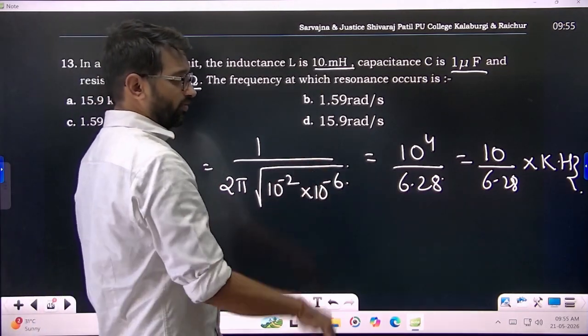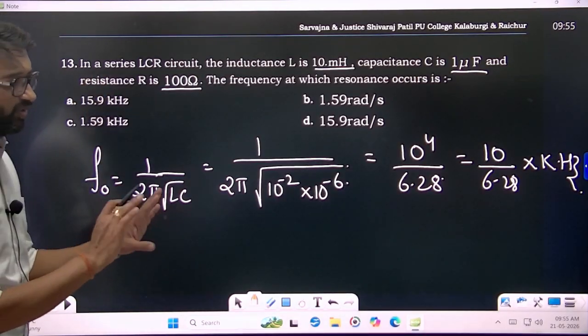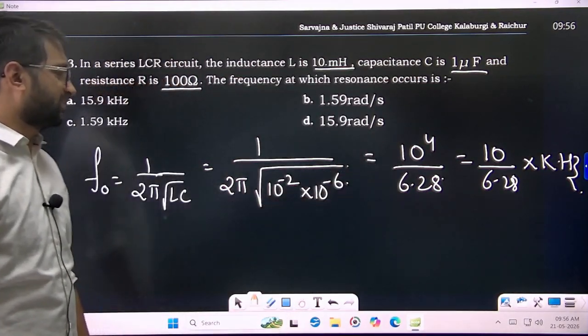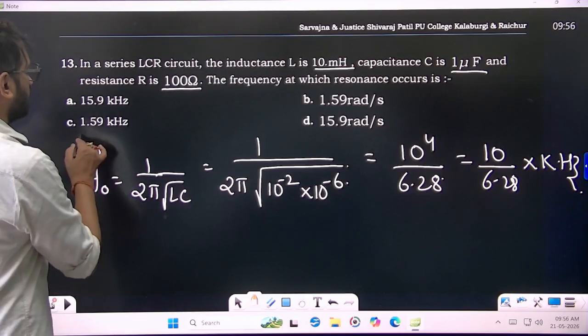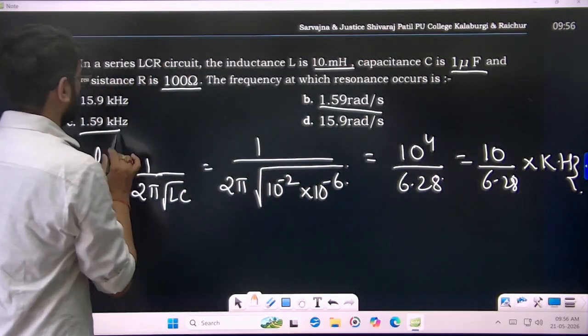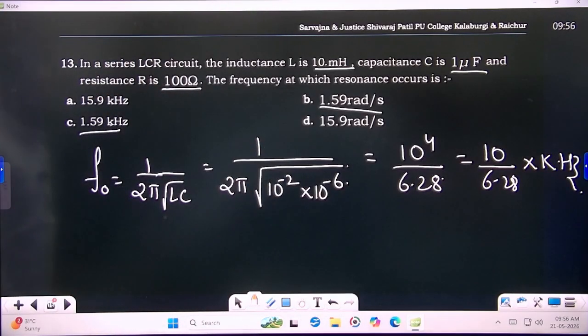So again, as I told you in my previous videos, see the options. If they are far apart, you can go approximate. 10 by 6 is approximately 1 point something. So with 1 point something there may be two options, but one is in terms of kilohertz. So therefore kilohertz. This one is the answer.